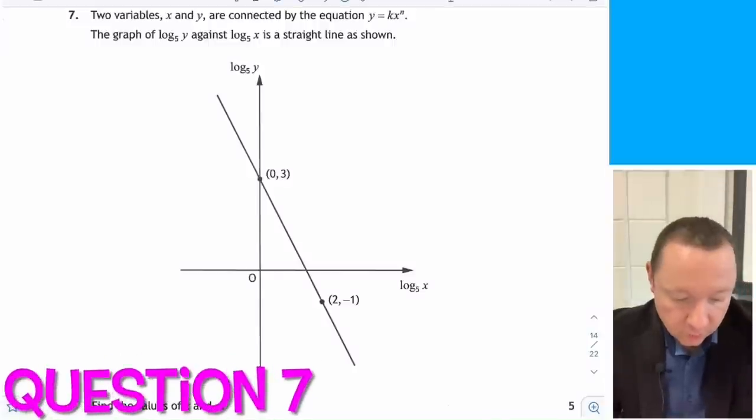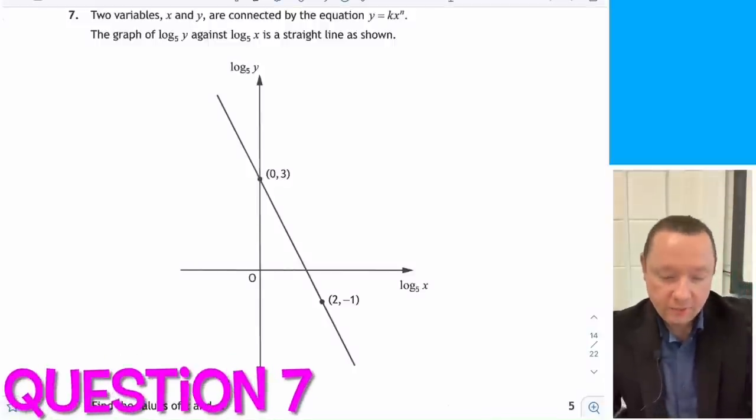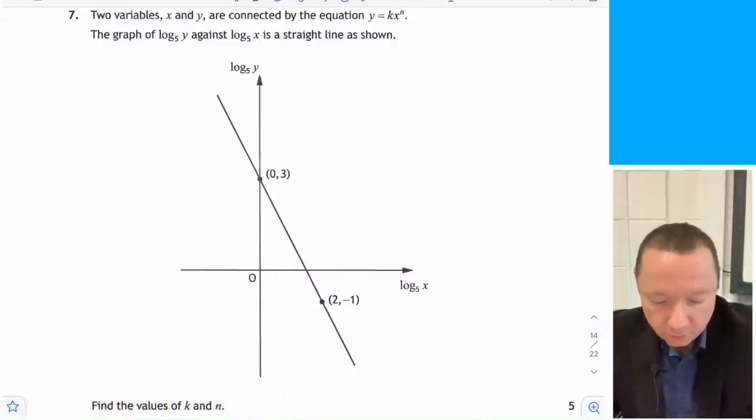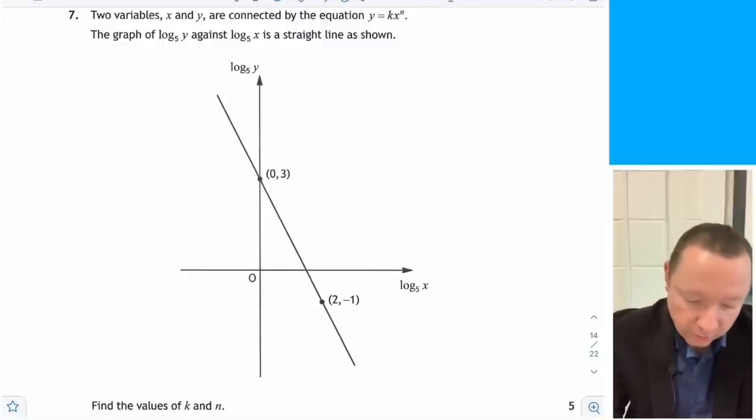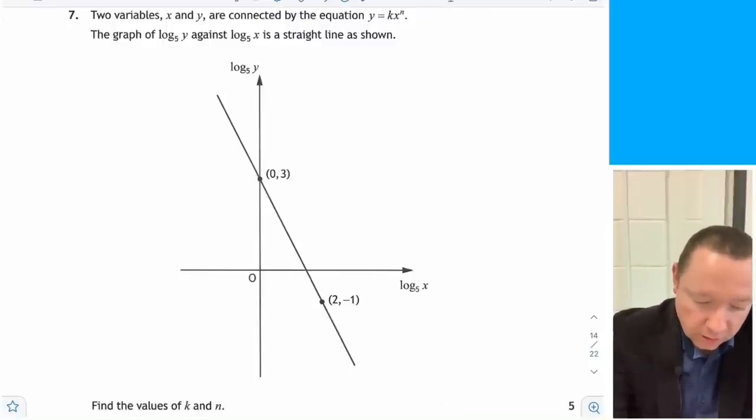Question 7 says, two variables x and y are connected by the equation y equals kx to the n. The graph of log 5y and log 5x is shown as a straight line. Calculate the values of k and n, and we're obviously given 2 points. So let's start this question.